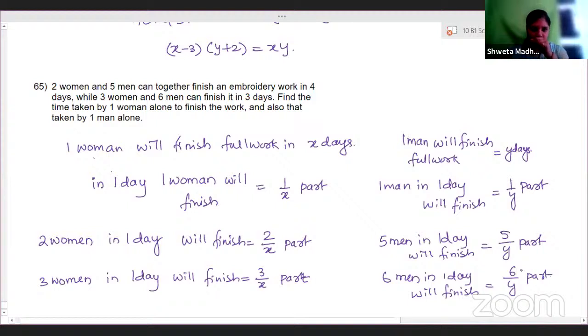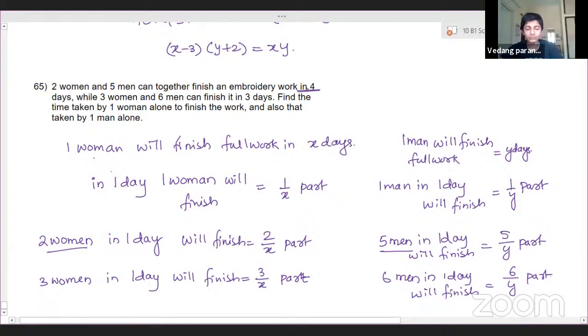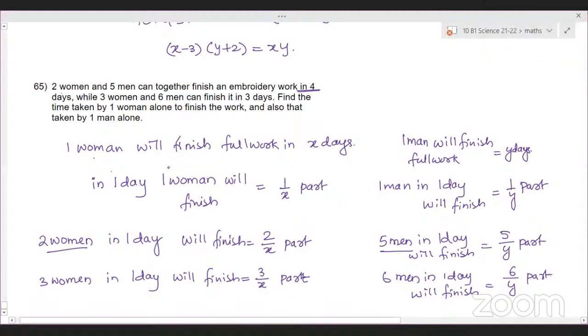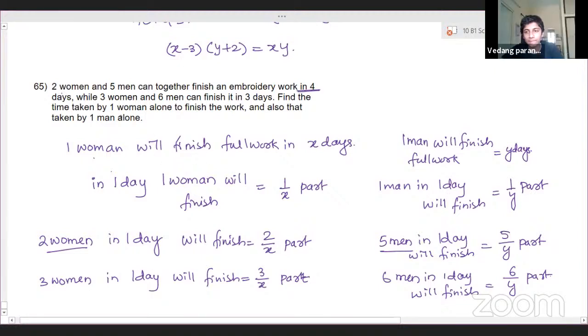Okay. Now, two women and 5 men, when they are working together, they are finishing the work in how many days? 4 days. So in one day, all of them, 2 women and 5 men, how much part of the work will they finish? 2 by X plus 5 by Y.